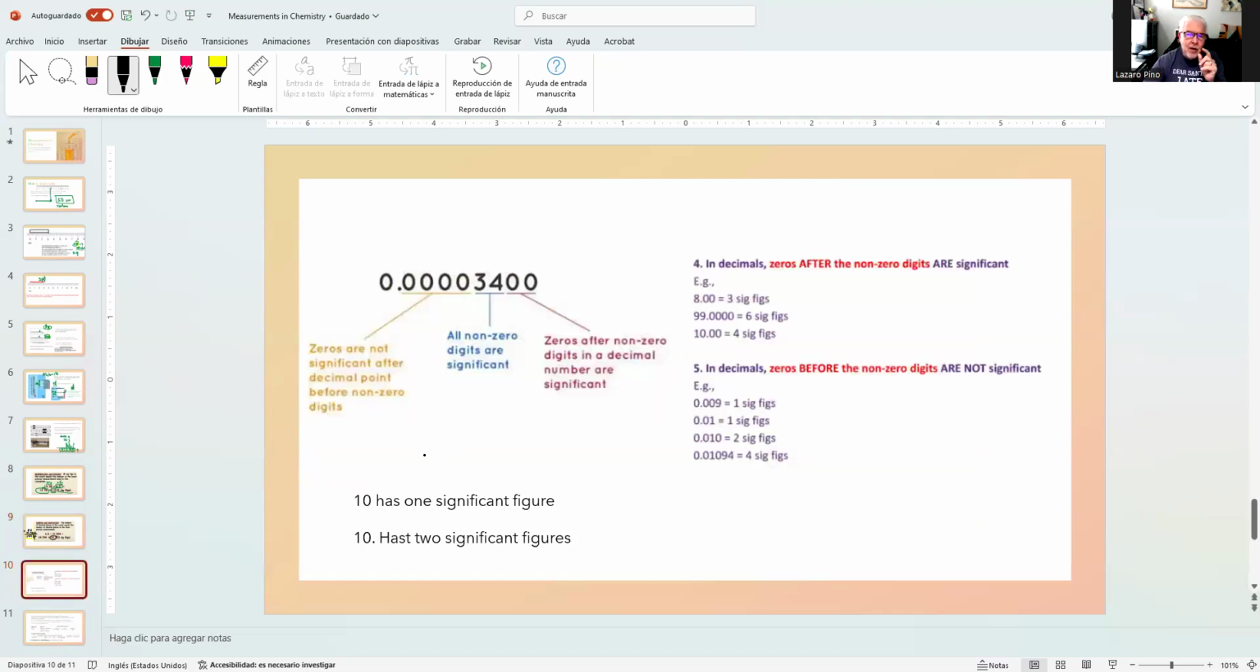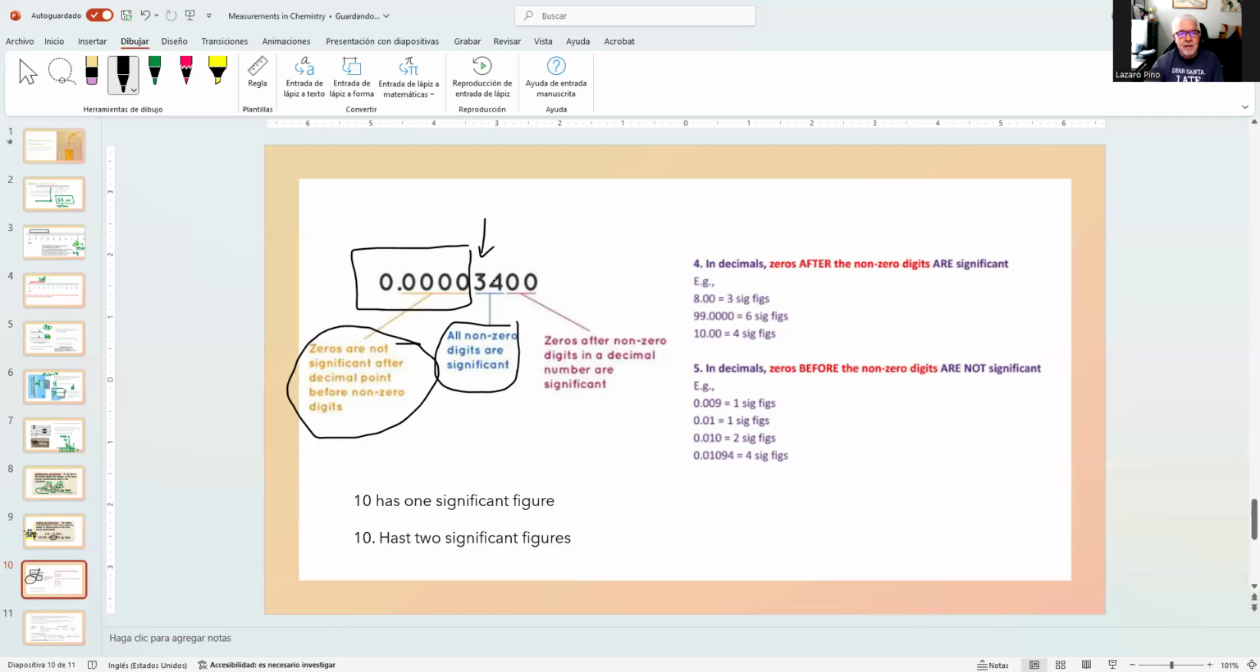Let's speak a little bit about significant figures, the rules that are going to explain when a number is significant or not in a number. Well, the zeros to the left of the first number different from 0 are non-significant. All the numbers that are different from 0 for sure are significant. 3 and 4 are different from 0, they are significant.